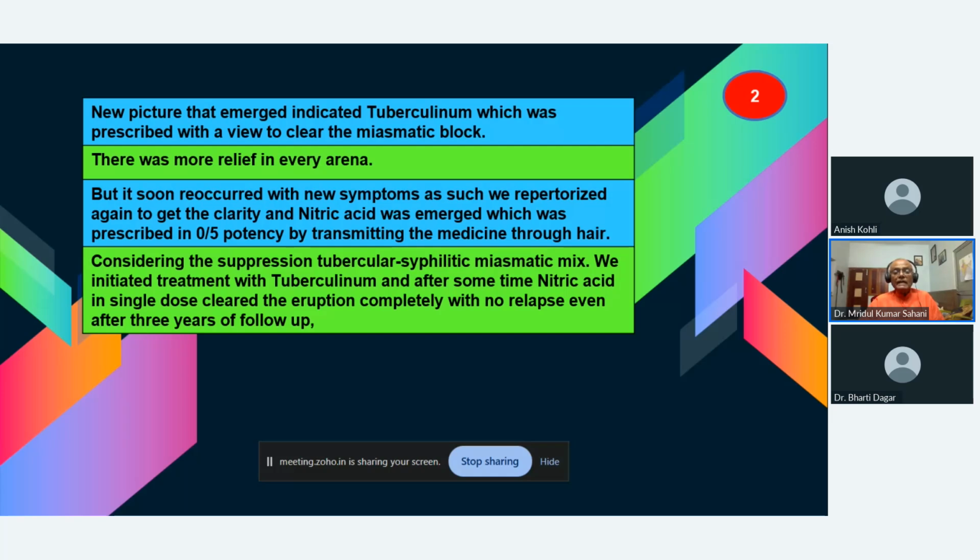There was more relief in every area, but it soon recurred with new symptoms. As such, we repertorized it again to get clarity, and Nitric acid emerged, which was prescribed in 0/5 potency by transmitting the medicine through the hair. Considering the suppression, tubercular syphilitic miasmatic mix, we initiated the treatment with Tuberculinum, and after some time, Nitric acid in a single dose cleared the eruptions completely, which never erupted again even after some time.